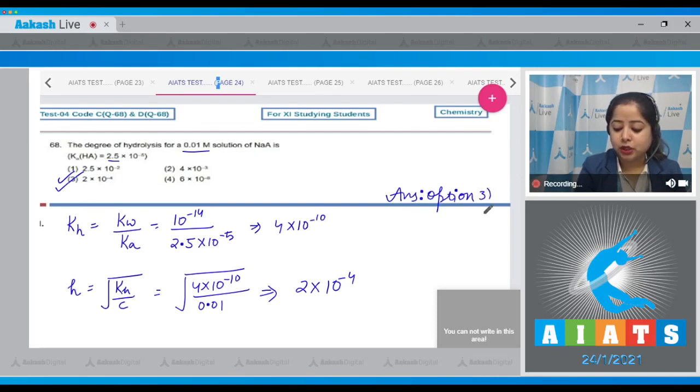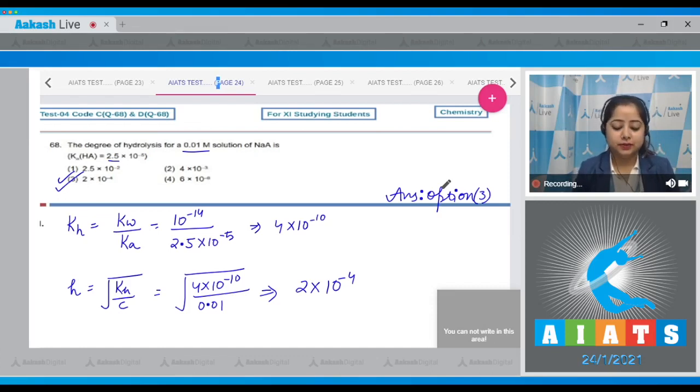Student, again I'm telling you, please avoid using calculator. Try to solve these questions by your hand as much as possible. Try avoiding calculators. Then only you will be able to attempt such questions faster in your NEET exam. Moving to the next question.